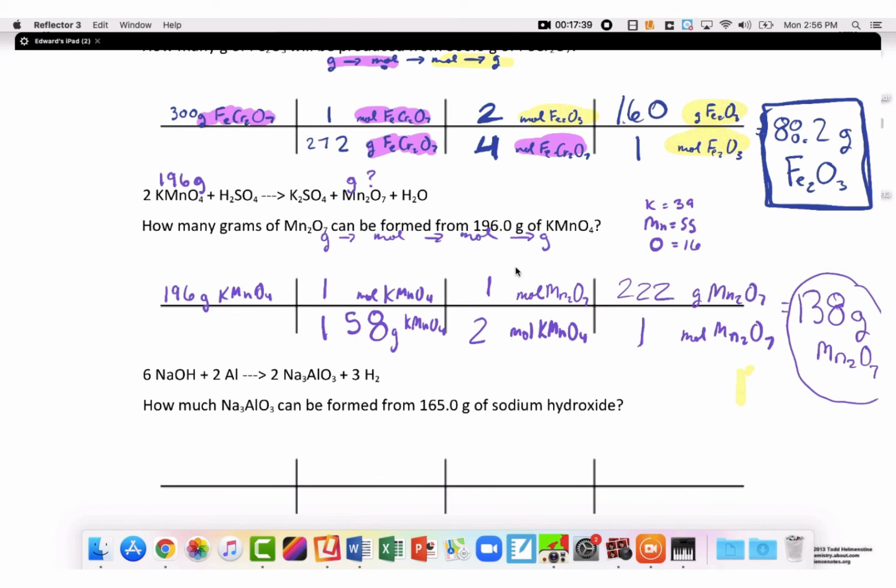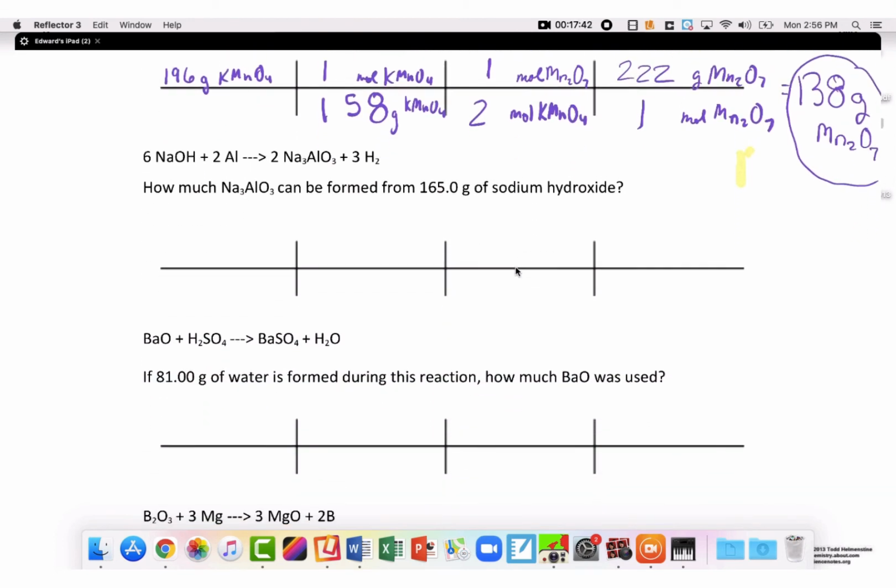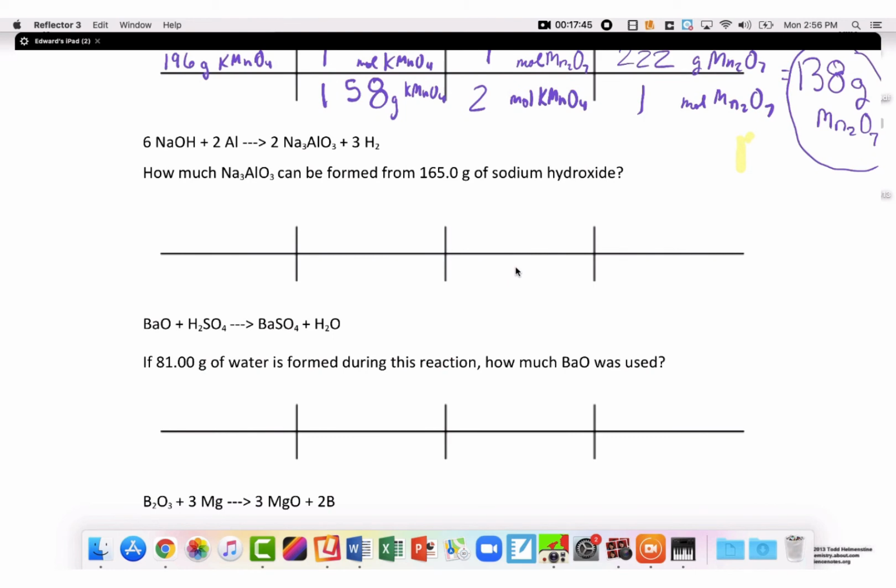Okay. Now, let's see what happens here. All right, there's 3 more to go. So, 165 grams of sodium hydroxide. That's our given. Na3AlO3, that's our unknown. It says how much, but we're trying to find grams, right? So we're finding grams. Okay, so let's do a little bit of reconnaissance for you guys. The given's going to go here. The unknown's going to go here, right?